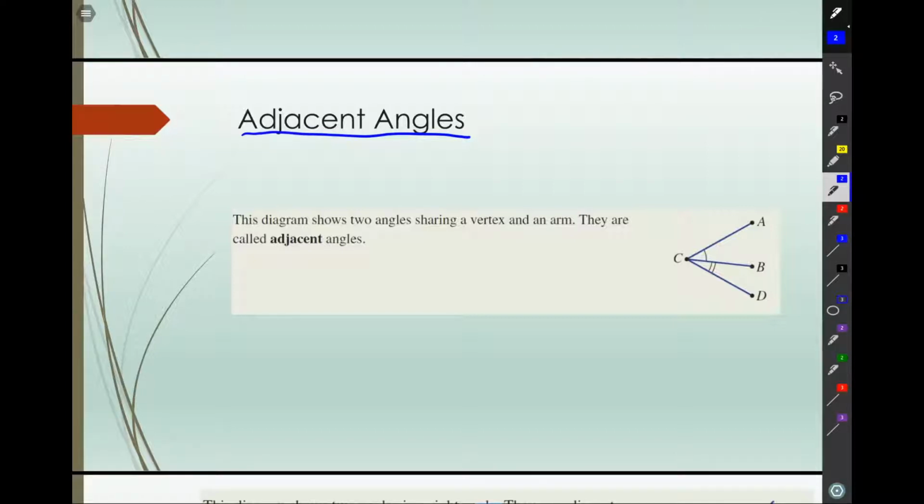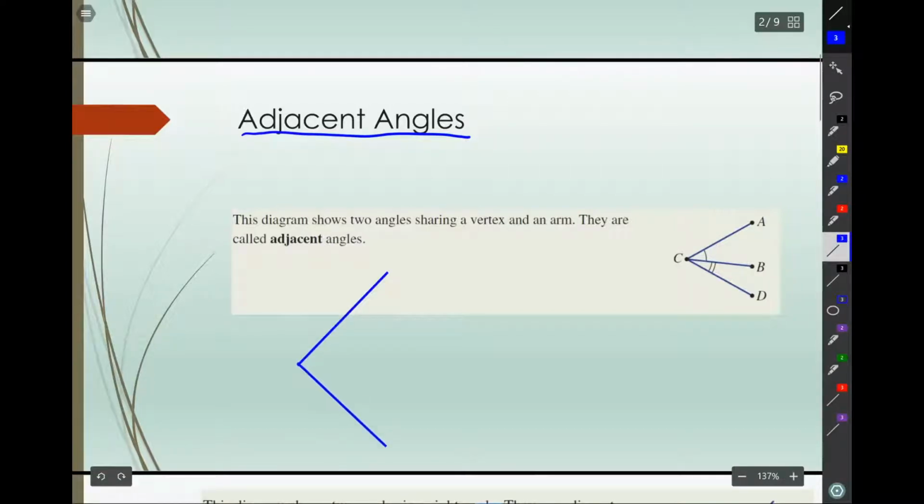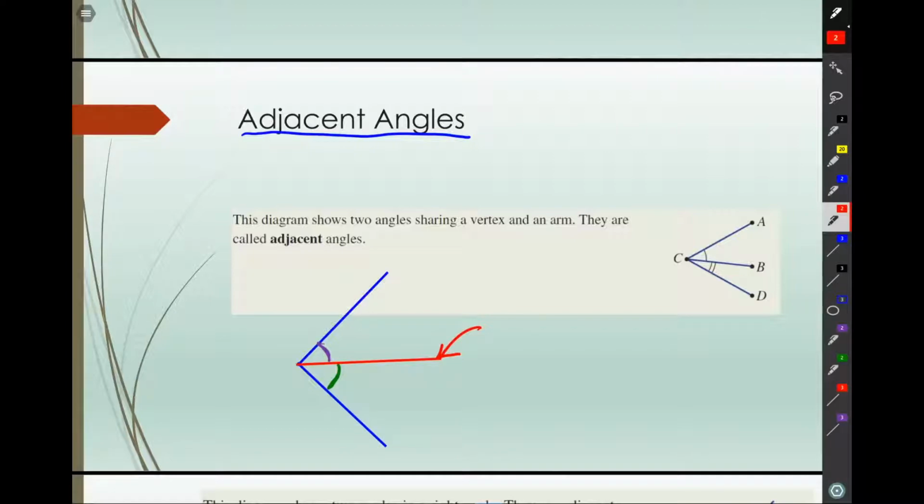Basically, a pair of adjacent angles is any two angles that share a common arm. That is, there's an angle here and an angle here, and this arm is part of both of the angles. That makes these two angles adjacent.